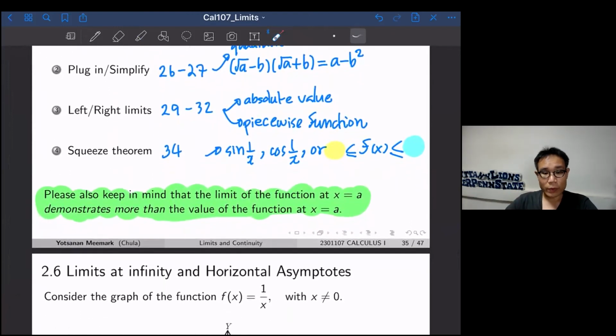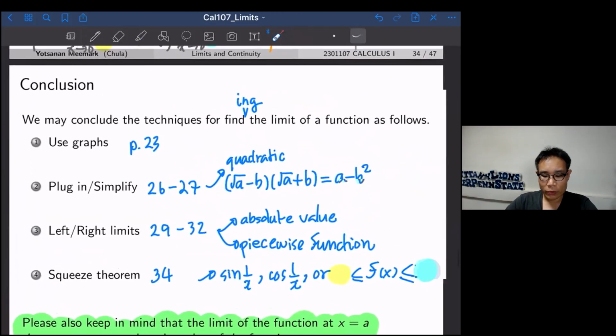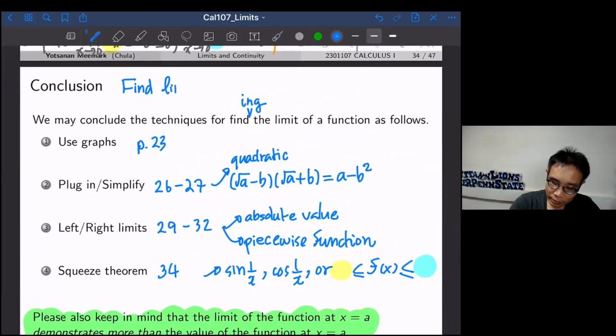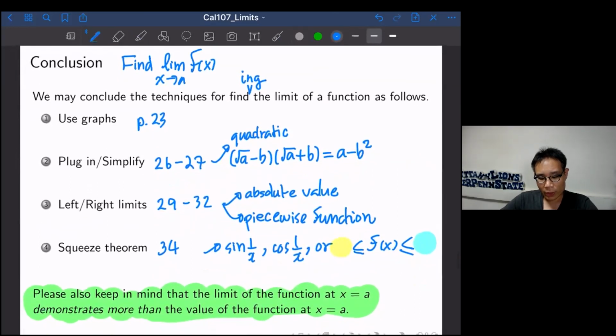So this one is called the conclusion, and the techniques that we have for finding the limit turned out to be 4 techniques that we studied. This is the technique in order to find the limit as x goes to a of f of x, and it's going to fall into these 4 cases: case 1, case 2, case 3, and case 4. It's not going to be other cases.